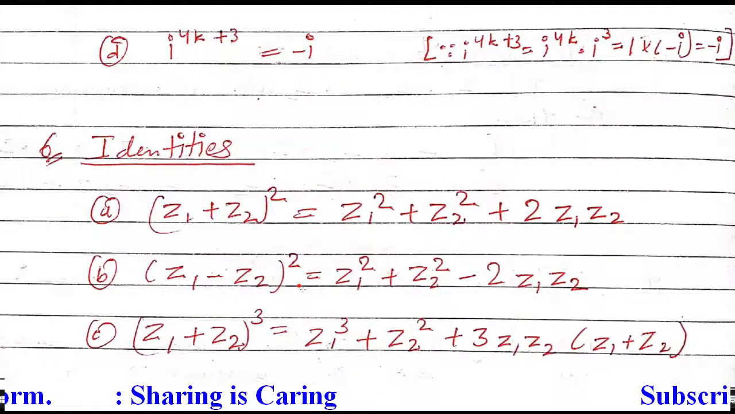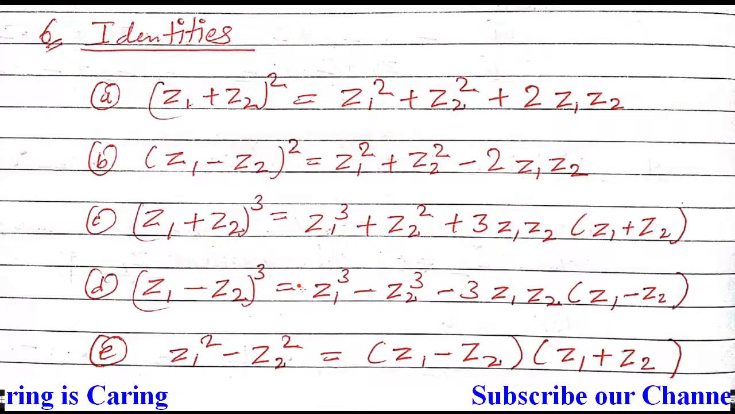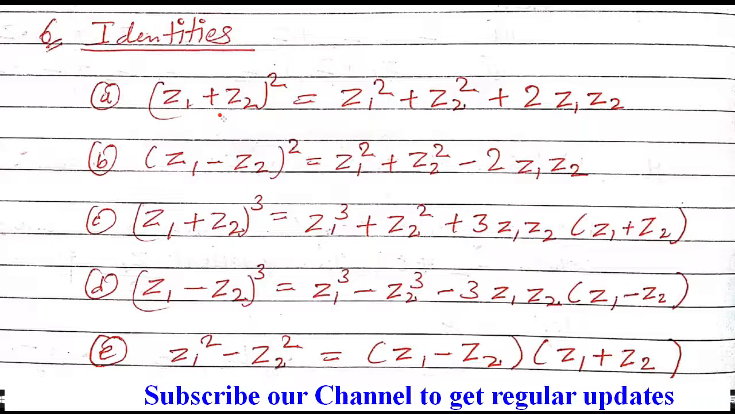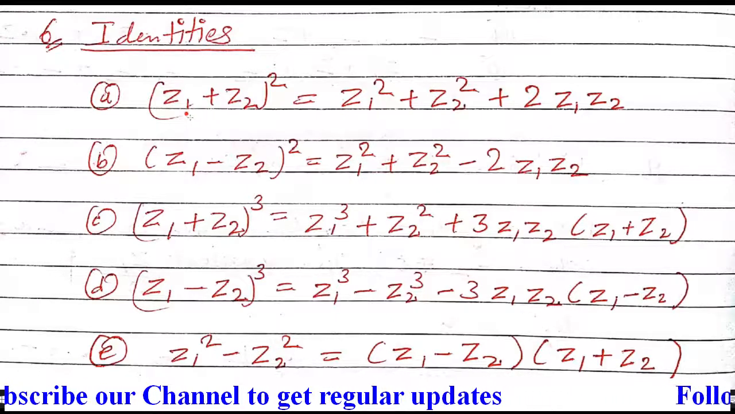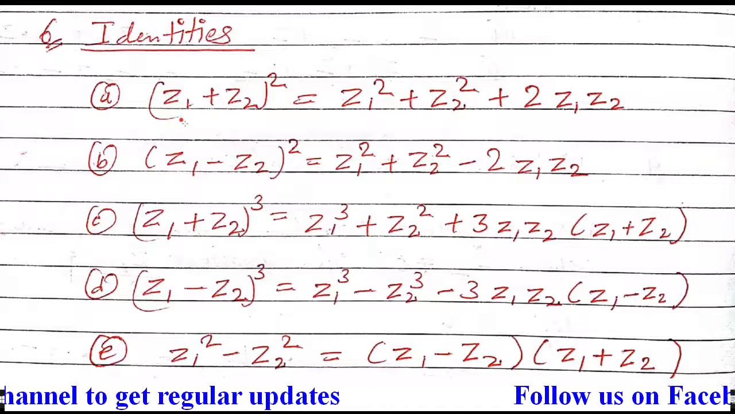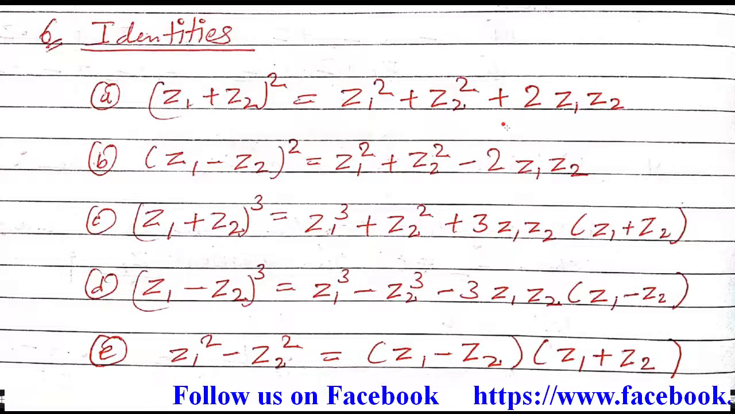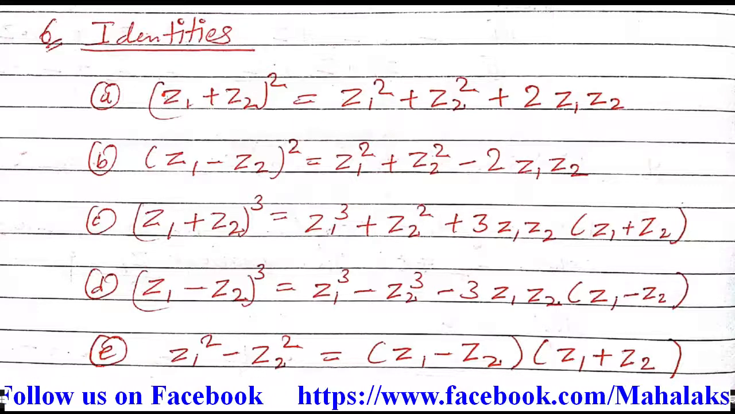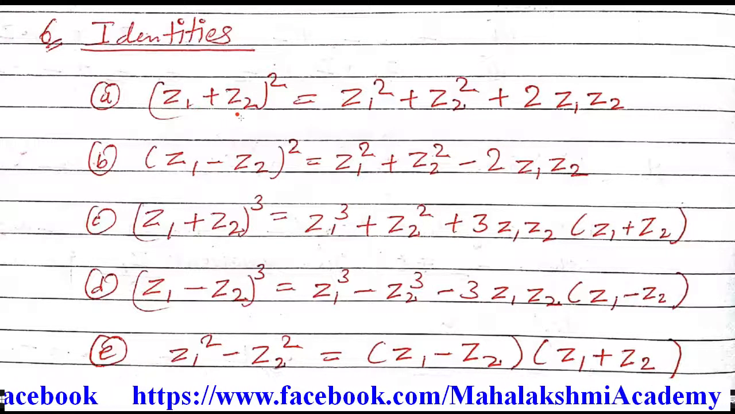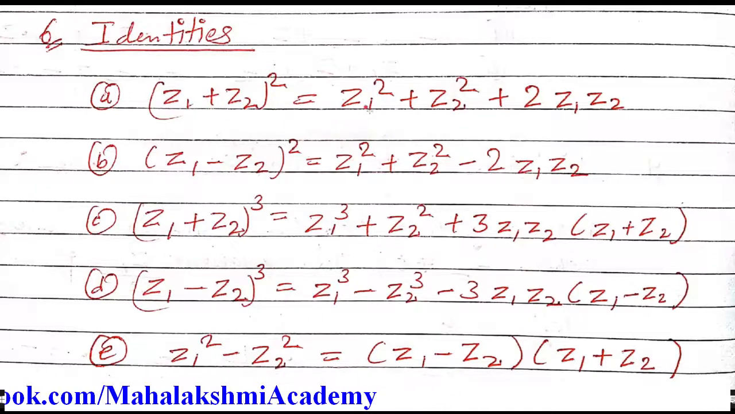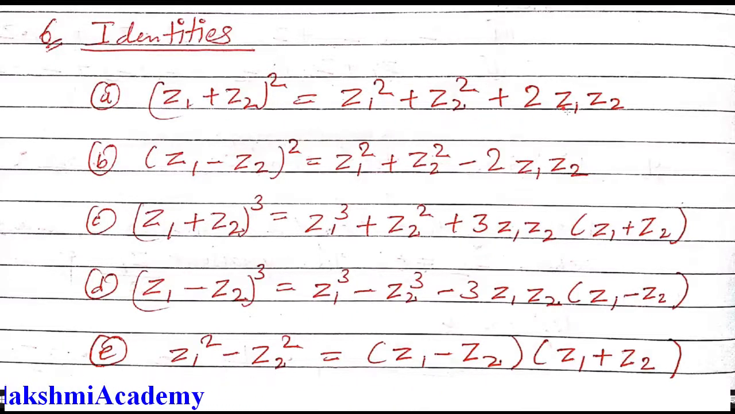Now we will move to the next point, that is identities. Identities are similar to those which we learnt in real numbers. If somebody asks you what is the formula of a plus b whole square, what is going to be your answer? a square plus b square plus 2ab. In that, simply replace a and b by z1 and z2, and write the same answer. So z1 plus z2 whole square is z1 square plus z2 square plus 2 multiplied by z1 and z2. It is the same as a square plus b square plus 2ab.